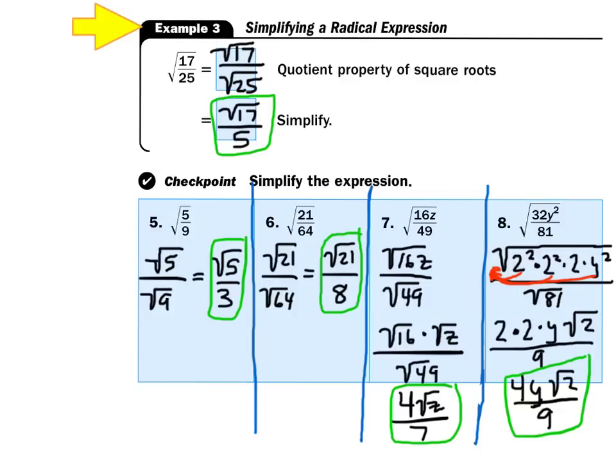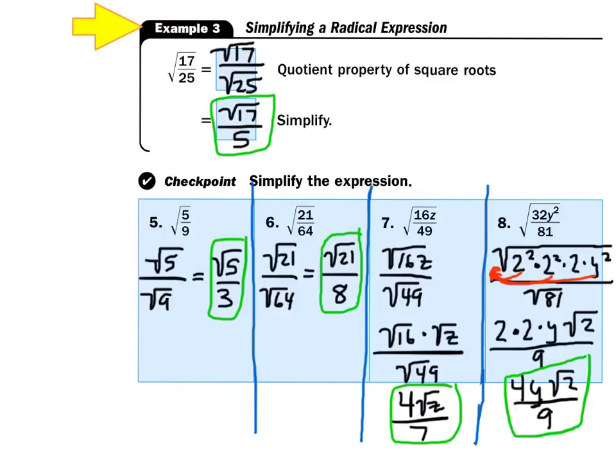Okay, so take a look at example 3. So I have the square root of the fraction 17 over 25. Well, let the square root go around the numerator and denominator. So that gives me the square root of 17 over the square root of 25. And then you just simplify. The square root of 17 you can't do anything with, over the square root of 25 is just 5. And you're done.